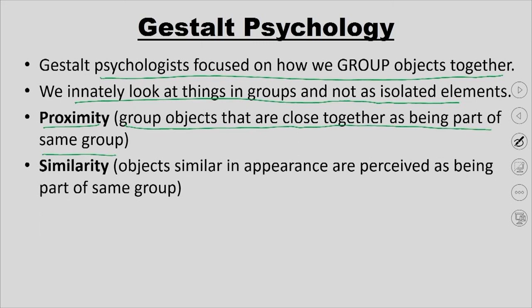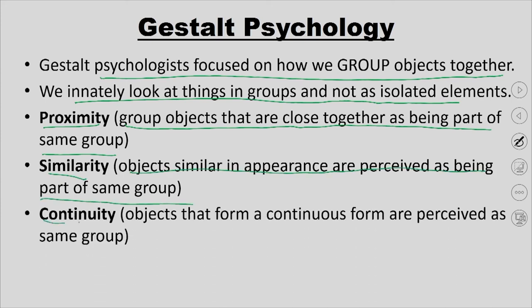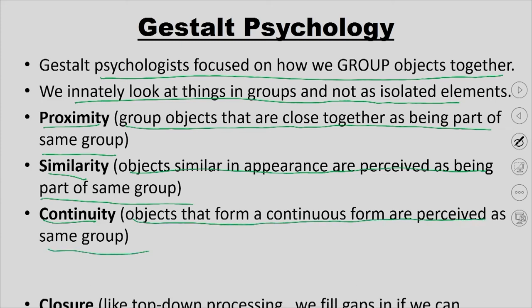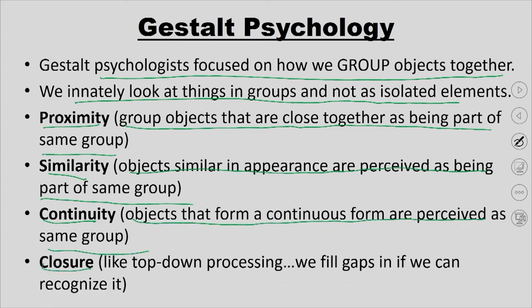The second rule is called similarity, which says that objects which are similar in appearance are perceived as being part of the same group. Similarly, the third rule says that objects that form a continuous form are perceived as the same group. We also have a fourth one, which is called closure. Like top-down processing, we fill gaps in it and can recognize it. Immediately it will come to your mind that one of the figures that I showed you, the two triangles, actually follows the rule of closure, and that is why you see the two triangles.